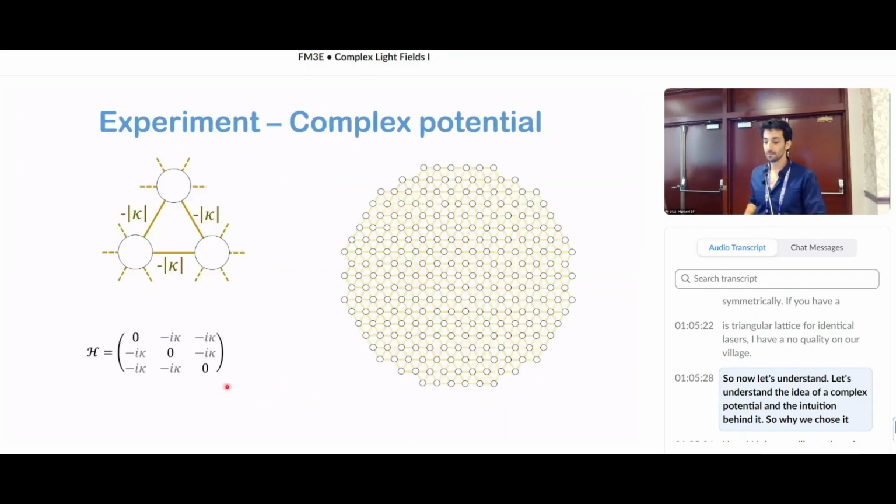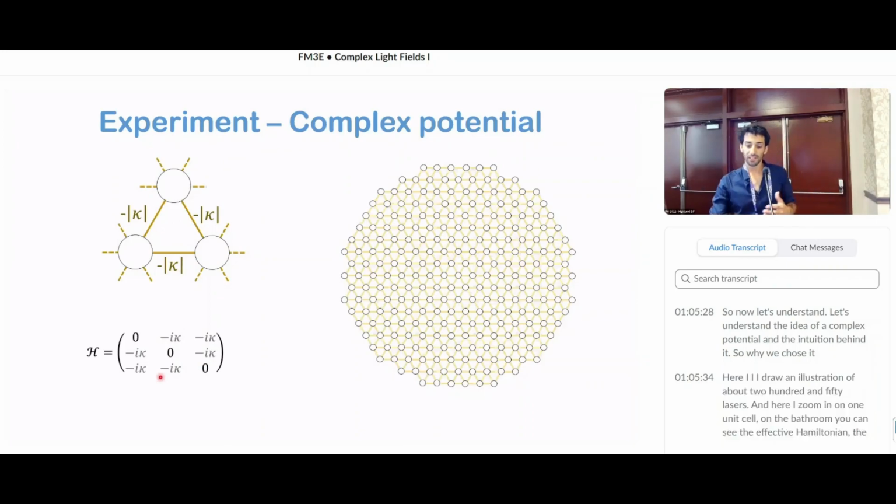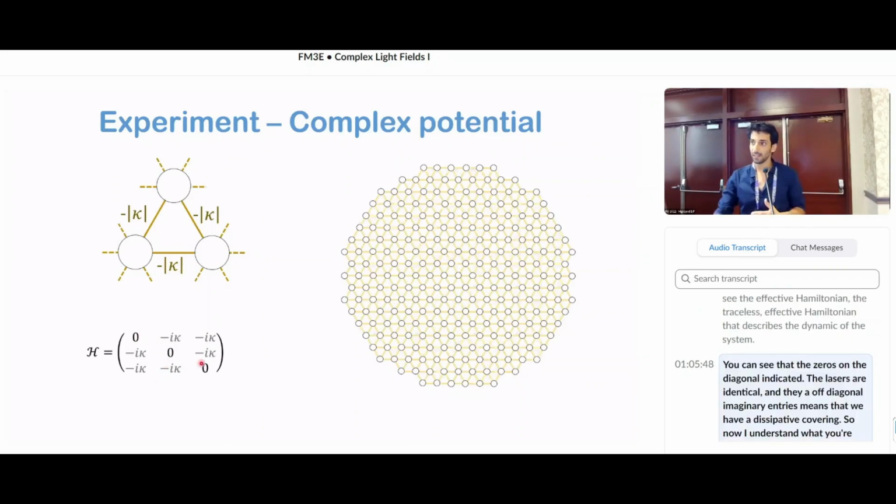Here I draw an illustration of our 250 lasers, and here I zoom in on one unit cell. On the bottom, you can see the effective Hamiltonian, the traceless effective Hamiltonian that describes the dynamics of the system. You can see that the zeros on the diagonal indicate that the lasers are identical, and the off-diagonal imaginary entries mean that we have a dissipative coupling. So now you understand what you're seeing here.